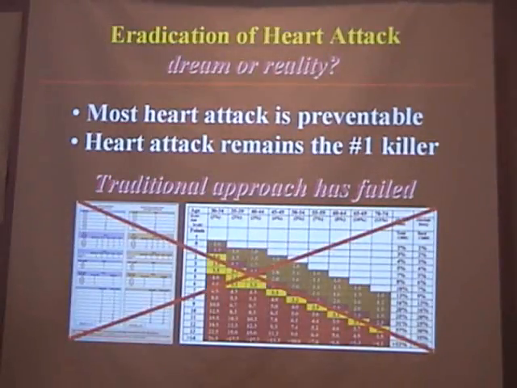So I think we can ask, do we need another approach? Can we do it differently? And can we do it better than just counting risk factors, going into a table, finding a score? And we cannot use a score because we cannot predict in many of these patients.